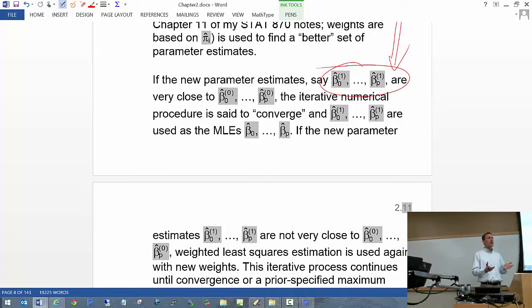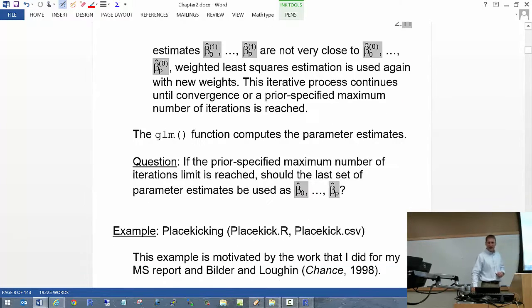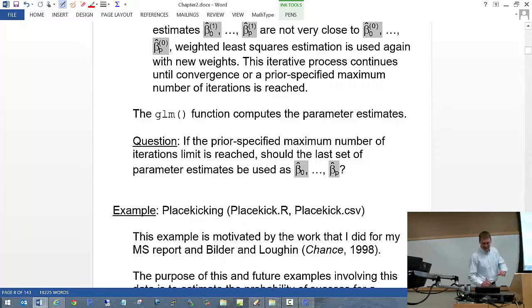That's how this numerical iterative method works. Generally speaking, it always works. It finds the maximum likelihood estimates. But at times you can have problems, and that will be discussed towards the end of chapter 2. So until then, just think that we live in the perfect world and everything's going to work out for us.